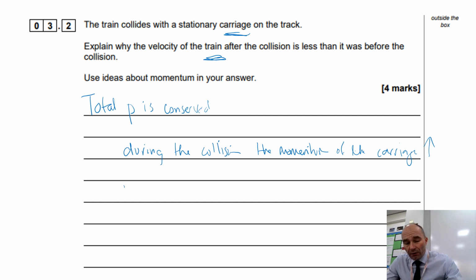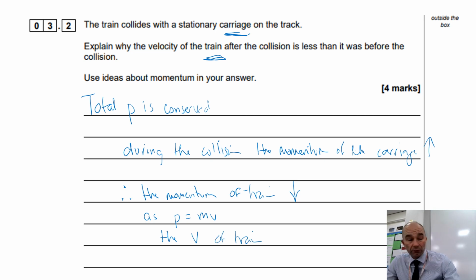Now, this means, therefore, the momentum of the train is going to go down because some of that momentum has been transferred to the carriage. Then, because momentum equals mass times velocity, it means that the velocity, the v of the train, has to go down. So it decreases.